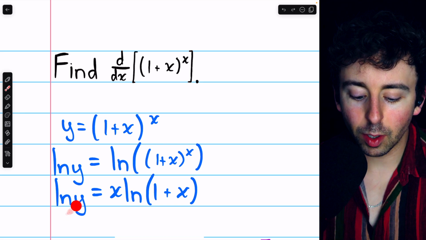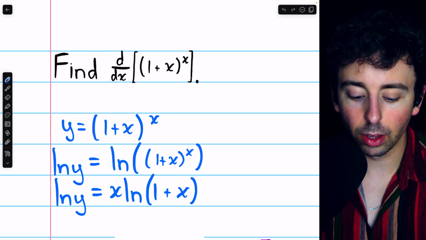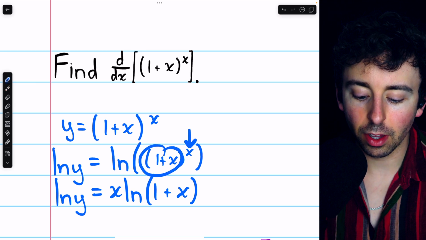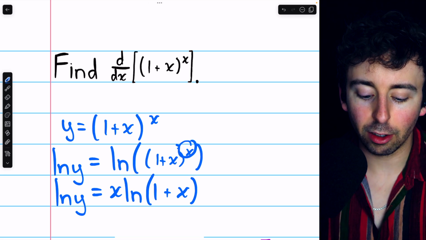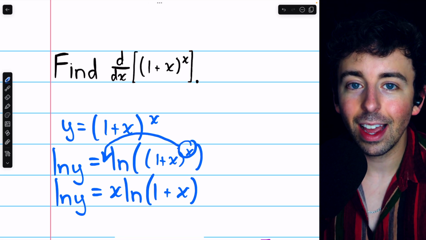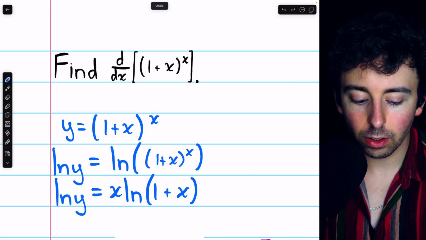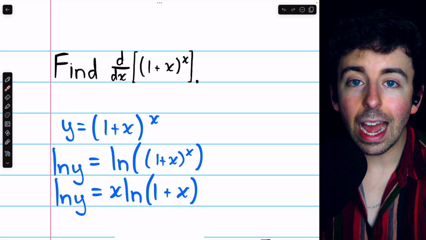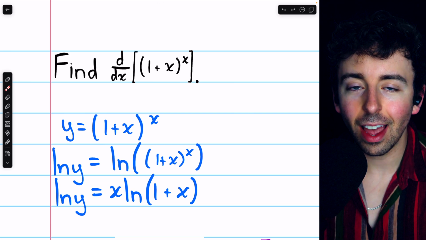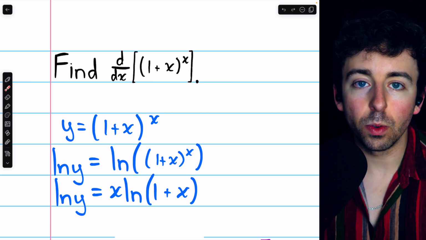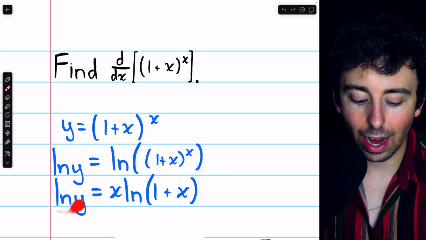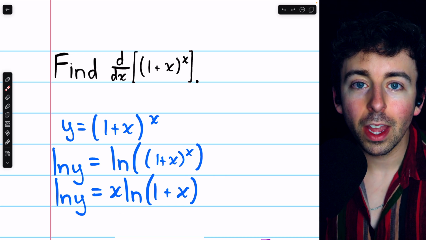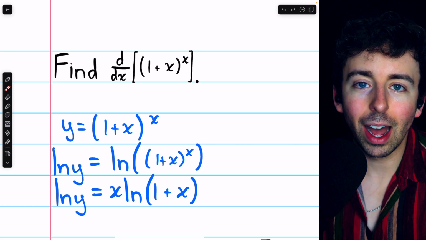Now on the left we still have log y, but on the right we can apply our log rules. With an exponent applied to the input of the log function, we can take that exponent out of the log function as a factor. So this is equal to x times log of (1 + x). Now we can take the derivative of both sides, and what we'll have to do is use implicit differentiation for ln y on the left, and on the right we'll just have to use the product rule. Then we'll go ahead and solve for dy/dx.